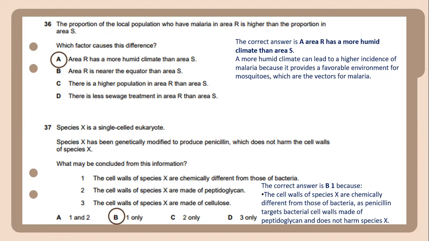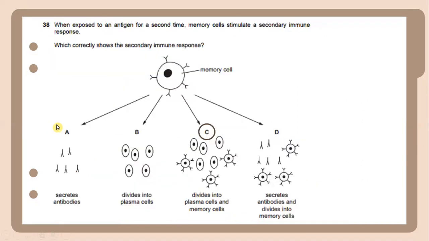Species X is a single-cell eukaryote. Species X has been genetically modified to produce penicillin, which does not harm the cell wall of species X. What may be concluded from this information? The answer is only one. The cell wall of species X is chemically different from those of bacteria, as penicillin targets bacterial cell walls made of peptidoglycan and does not harm species X.